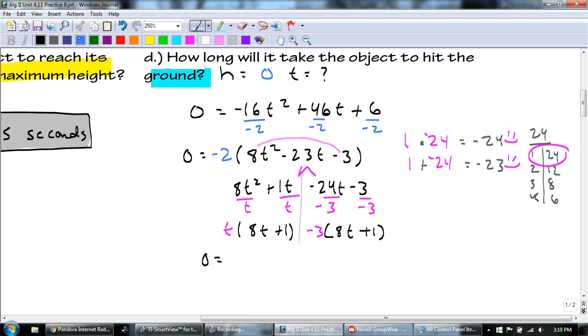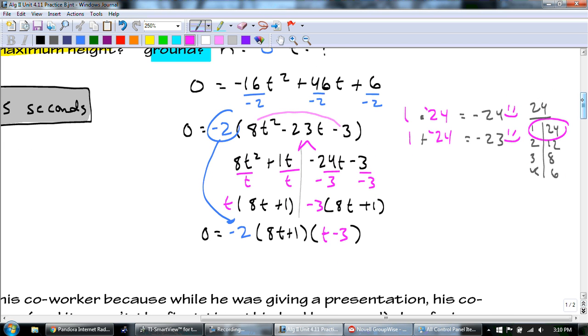So we get 0 equals, I'm bringing down my negative 2. Did you forget about the negative 2? I hope not. 8t plus 1 and t minus 3. Now, I'm not done because we have an equal sign. I need to solve this. So I'm just going to come over here. 8t plus 1 equals 0. T minus 3 equals 0. 8t equals negative 1, and t equals negative 1/8.